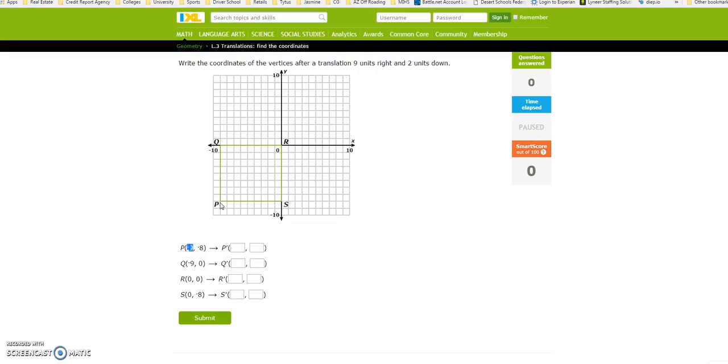So if we move 9 units to the right, and we can count it, we can count all the way back because when you move left to right, you're talking about the x-axis. So if we were at the -9th line, we would move 9 units to the right, going this way, and we would reach 0, because 9 minus 9 is 0. So we would just put 0 here.